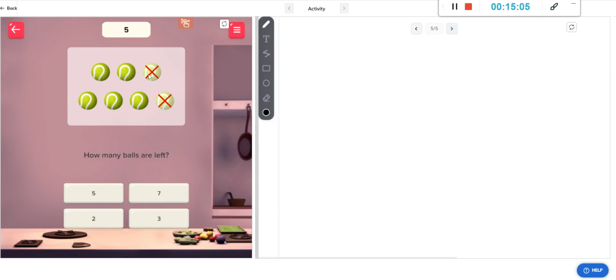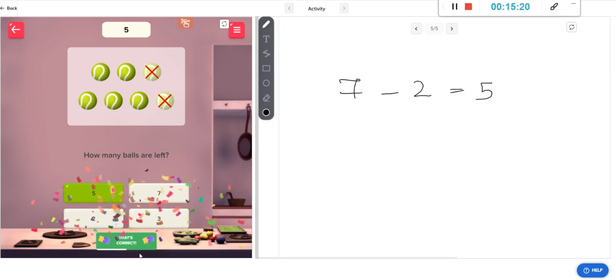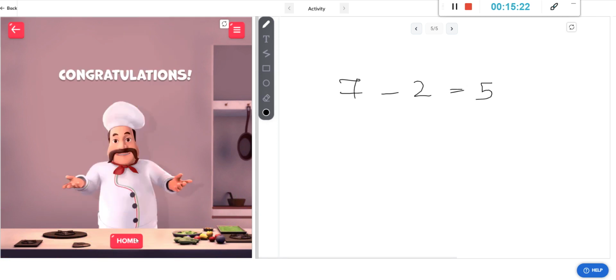It is 1, 2, 3, 4, 5, 6, 7. 7 tennis balls. I take away 1, 2 from them. How many am I left with? 1, 2, 3, 4, 5. So 7 minus 2 equals 5. So how many balls are left? Just 5. Well, congratulations on completing the final practice activity with flying colors, you guys.